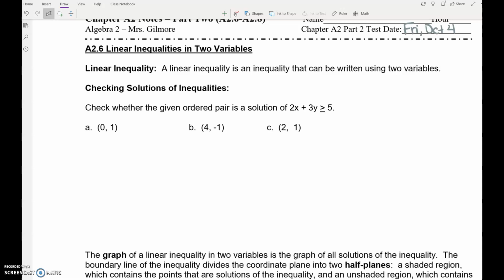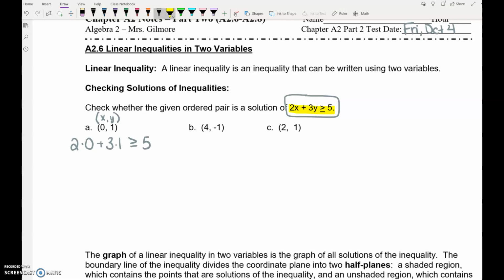To check whether it's a solution, you plug in the x value, plug in the y value, and then see if you are left with a true statement or a not true statement. So remember that ordered pairs are x and then y. So 0 is our x, 1 is our y. We would plug that in. 2 times 0 plus 3 times 1. And we're checking to see if that's greater than or equal to 5. So we are plugging our x and y value into this inequality.